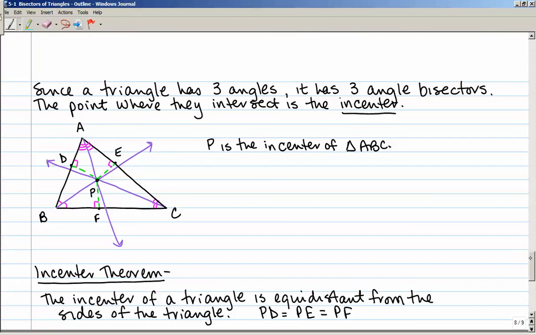Since a triangle has 3 angles, it also has 3 angle bisectors. And the point where they intersect each other is called the incenter. So all of the purple lines are the 3 angle bisectors, and they intersect at point P right here. So point P is the incenter. The incenter theorem says that the incenter of a triangle is equidistant from the sides of the triangle. So point P is equidistant from side BC, and that distance is represented by the segment PF. Same thing, PE and PD, those all represent the distance from the incenter to the sides. And notice again, distance is perpendicular. So that means that all of the green dashed segments are congruent to each other.